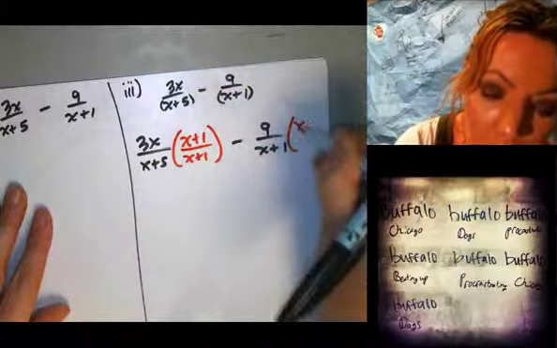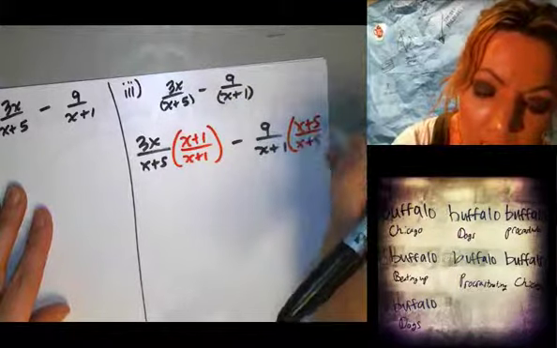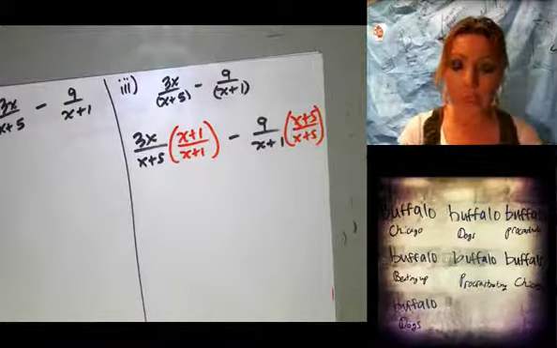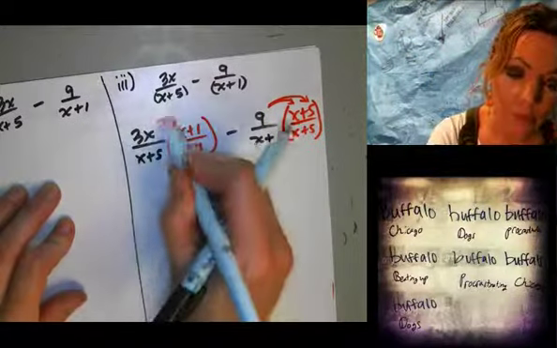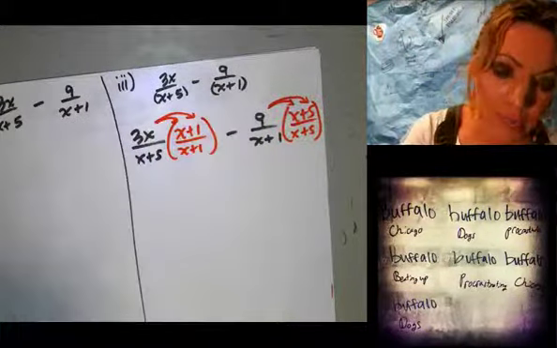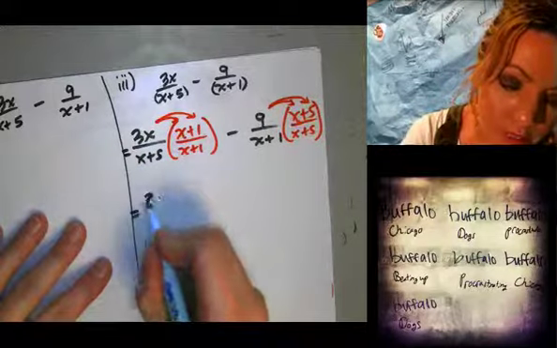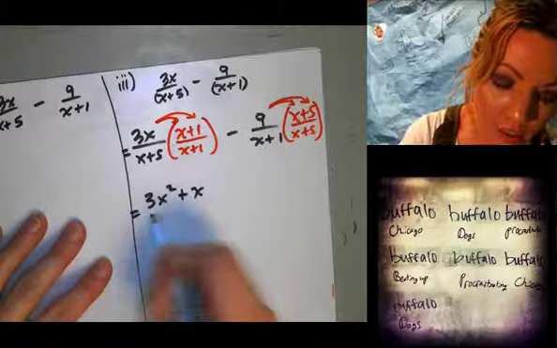This one by x plus 5 over x plus 5. So now we're going to distribute this one, and we're going to distribute that one as well. So we get 3x squared plus x over x plus 5 times x plus 1.